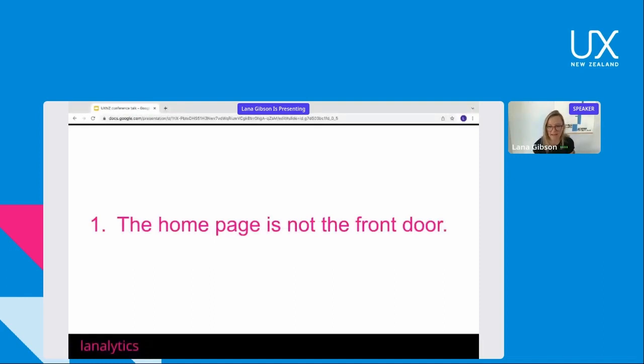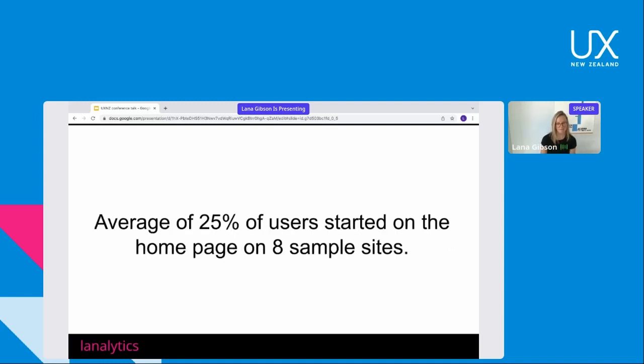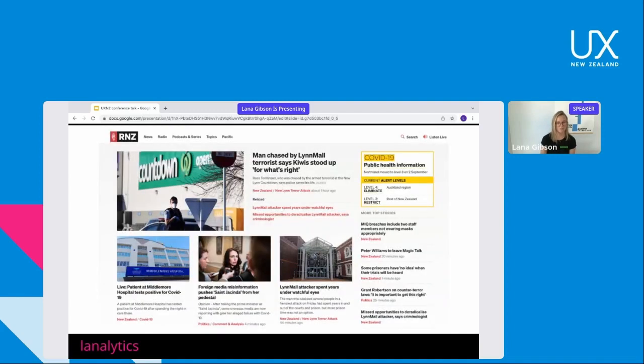So first trend, the homepage is not the front door. Now, everyone always wants their content on the homepage. It's like the prime piece of real estate. Guinevere from research and development knows that if she could just get her 500-page PDF on the inchworm on the homepage, it would get thousands of visits. Whereas in reality, on a lot of the sites that I look at, very few people start their journey on the homepage. So in a sample of 8 sites, an average of 25% of users started on the homepage.